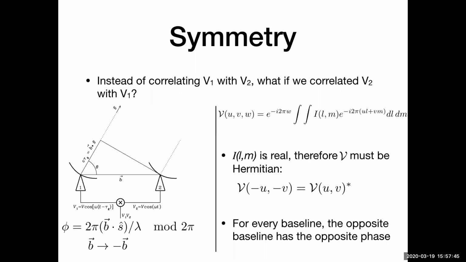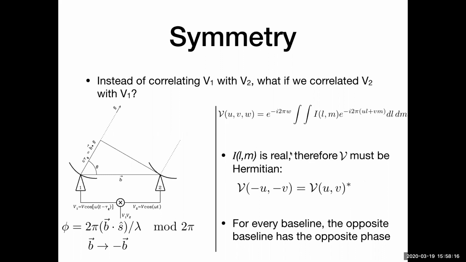Therefore, because of the Fourier theorems, the visibilities have to be Hermitian, the visibility function. So if you flip the baseline vector, you flip your coordinates in UV. And to be Hermitian, it has to be the complex conjugate of what you measured from the forward baseline vector. So you basically get 2 measurements for the price of 1. Although you're not actually adding any information, because the extra information is that I is real.